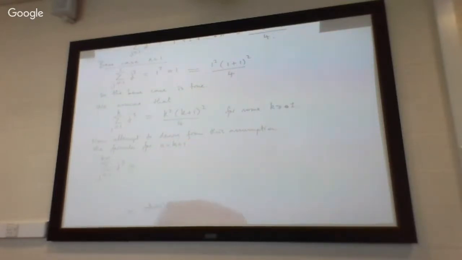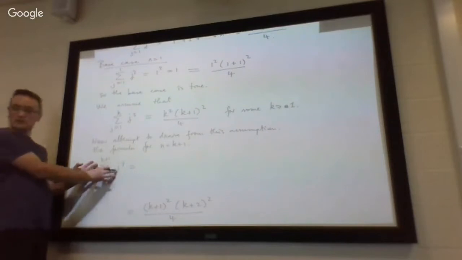So the formula for k plus 1 looks like this. That's what the required formula is when k is replaced with k plus 1. So that's where we're trying to get to. Hopefully I've left enough room. So how can we start? Start with the sum from 1 to k. Yeah. And then add on the extra term. Yeah. So break down this big summation.